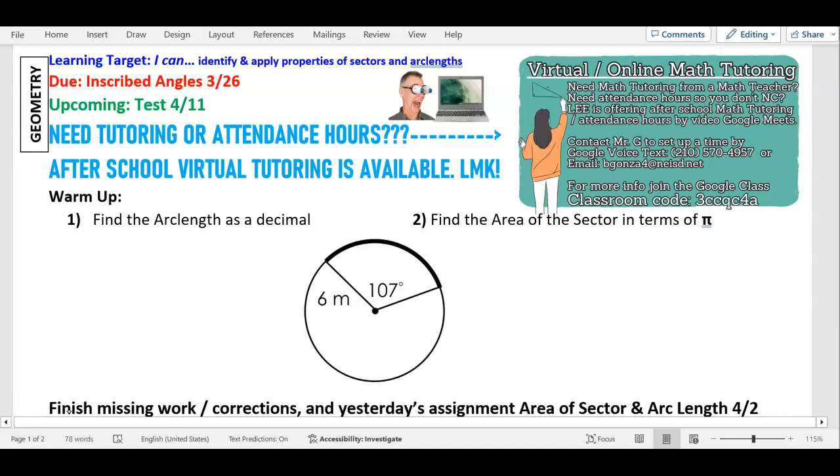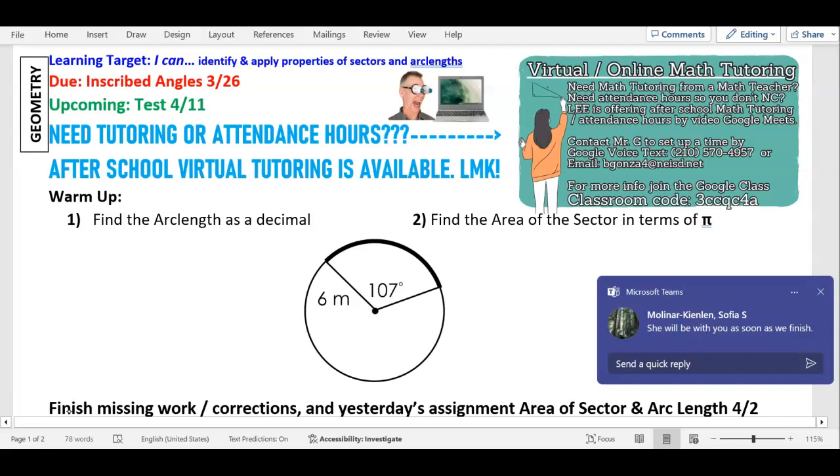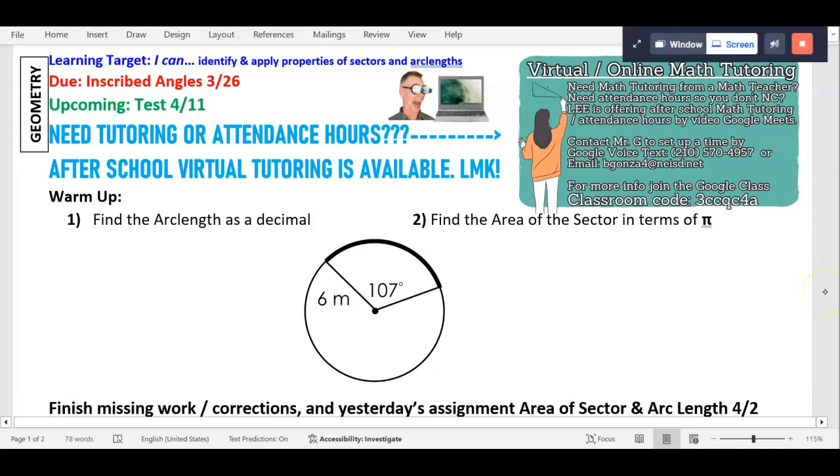All right, two things that we learned yesterday: arc length and area of a sector. If you weren't here yesterday, make sure you pay close attention.